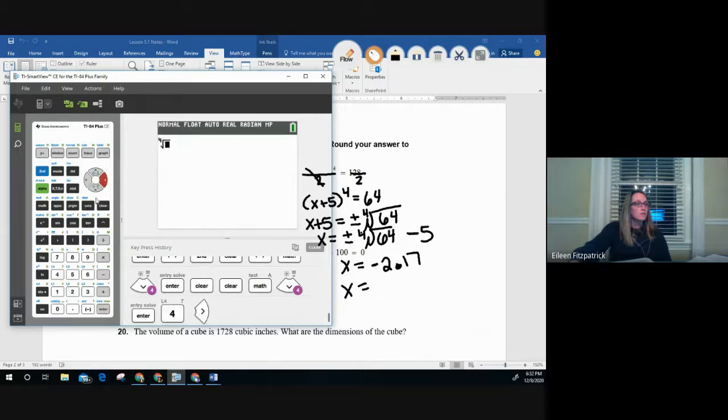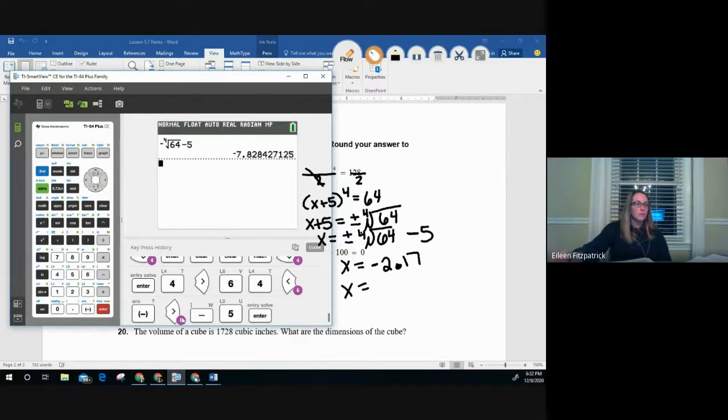Fourth root is 64, but we want it to be negative. Okay, so negative fourth root is 64, and then subtract the 5 away. So your second answer is negative 7.83, rounded to 2 decimal places. All right.